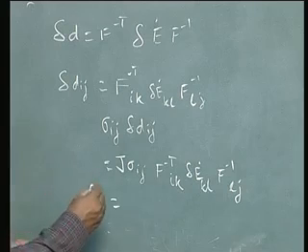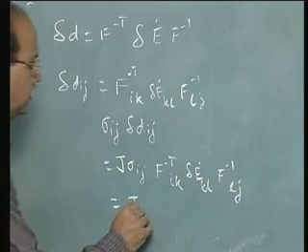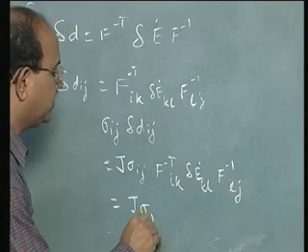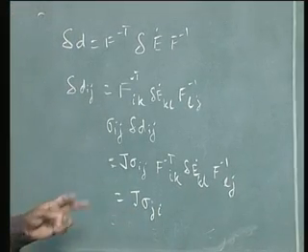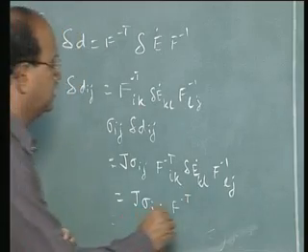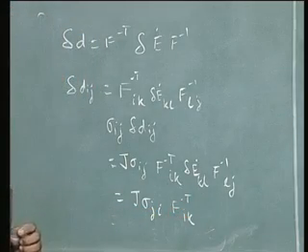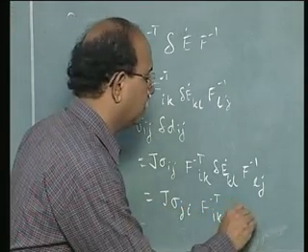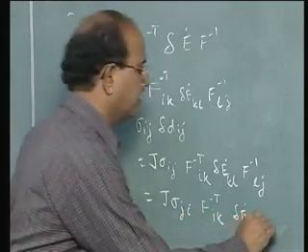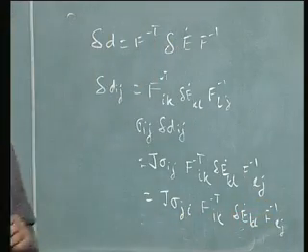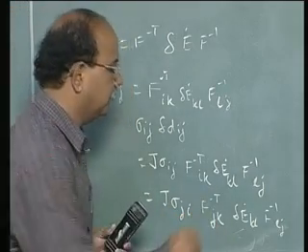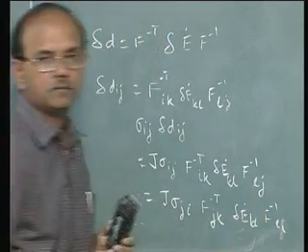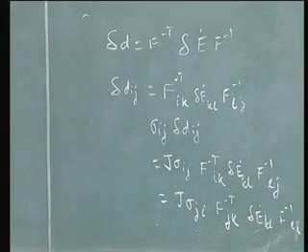Then I can write that as j sigma ji F inverse transpose ik delta E dot kl F inverse lj. That's the first step. In fact, since I put j and i, then I can write that as j and that to be i. Or I can keep it as it is.